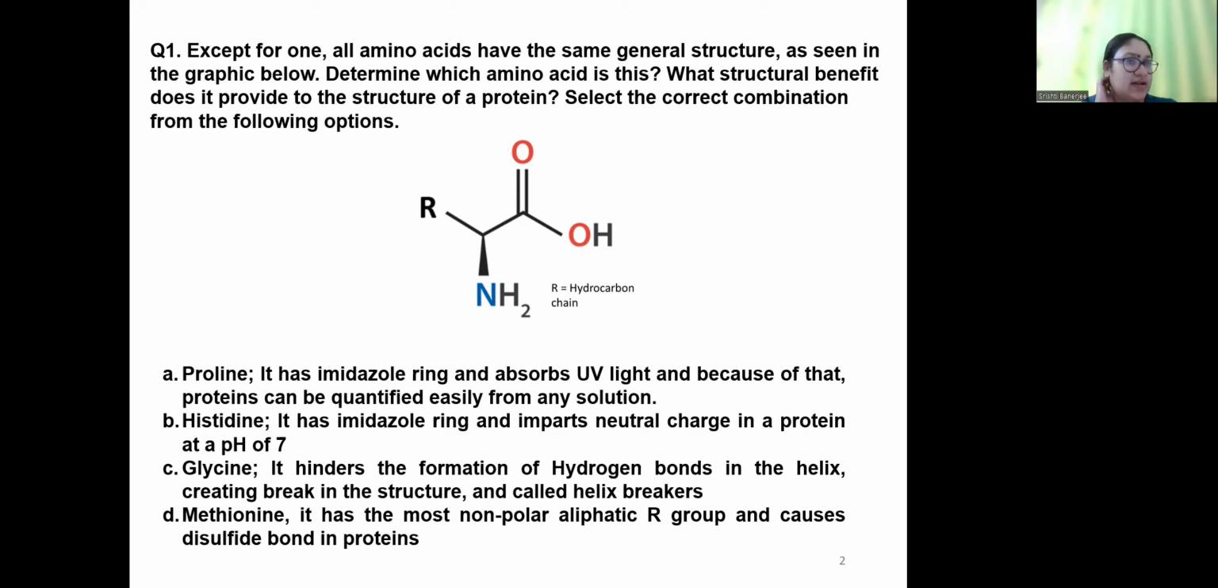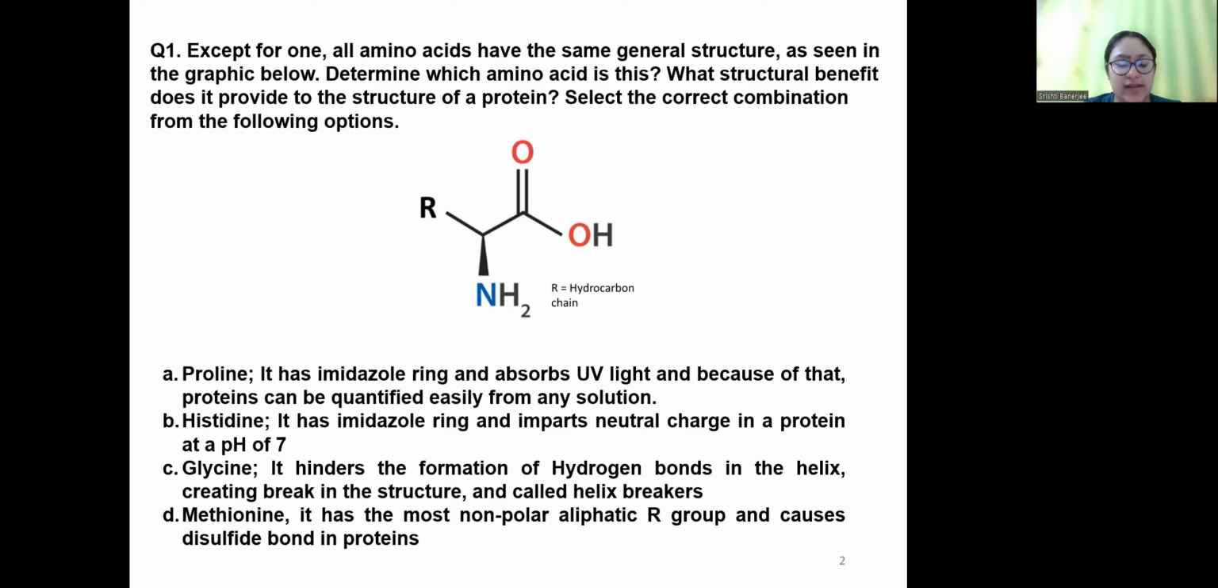As we know, carbon is capable of forming 4 bonds. So of its 4 arms, one is joined to the COOH group, one to NH2, one to H, and another one goes to the R group. This R group is the side chain group or the hydrocarbon chain, whatever you feel like describing it as. Now determine which amino acid it is. What structural benefit does it provide to the structure of a protein? Select the correct combination from the following options.